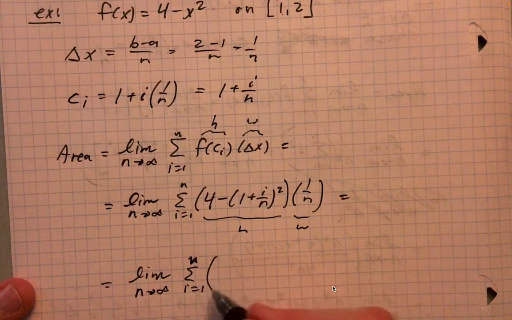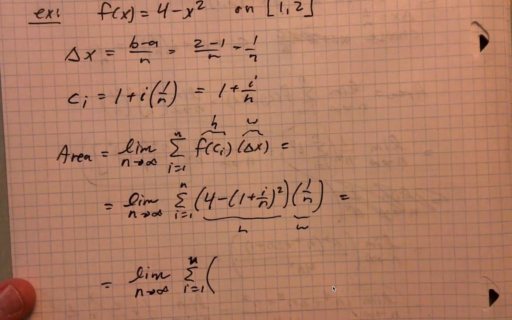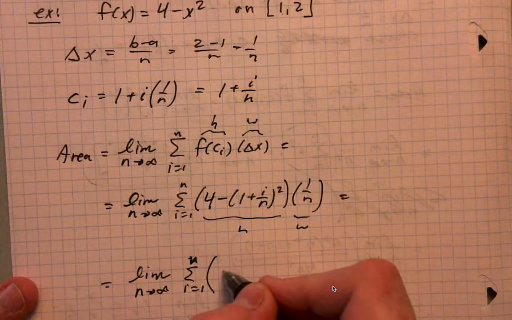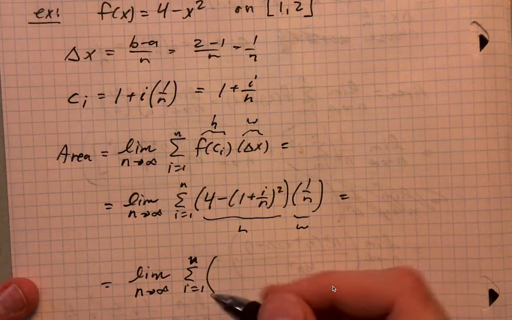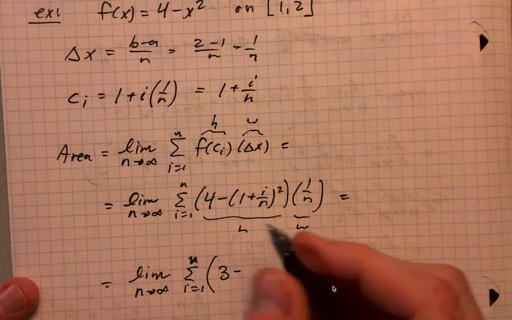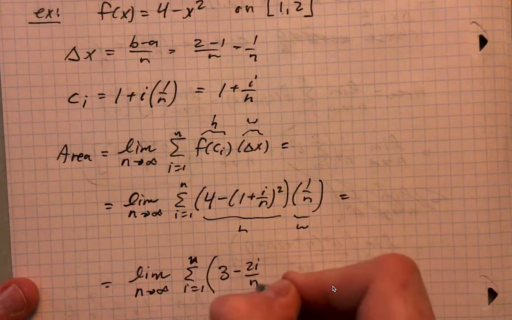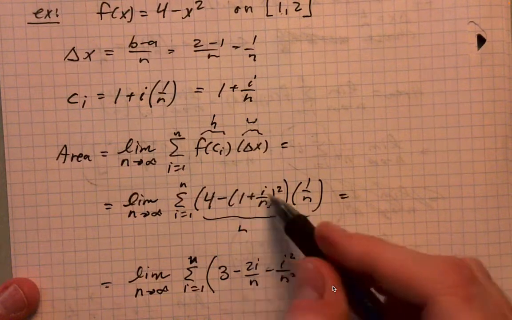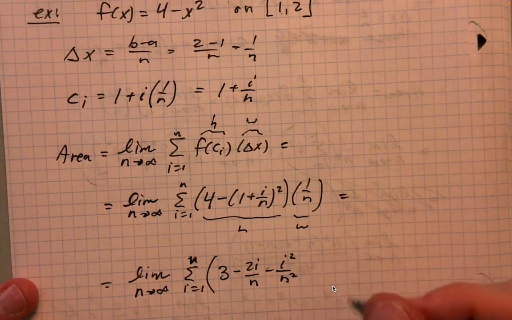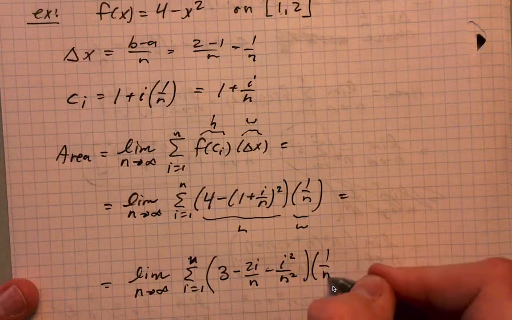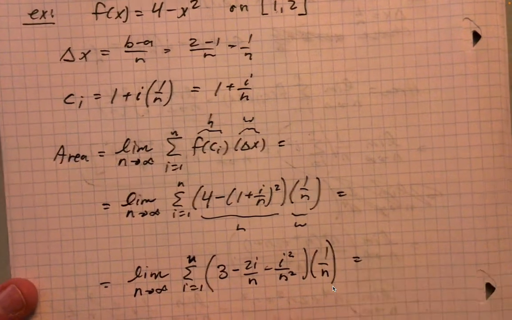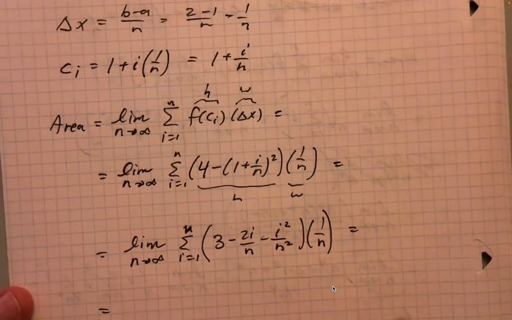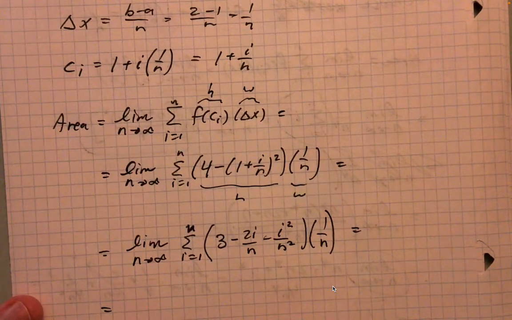That's an n up there. When we expand this, we would get 3 minus 2i over n minus i squared over n squared, right? So summing that, and all times 1 over n. Okay, and I'm kind of working quickly now, and you could obviously feel free to pause the video to make sure that this is all clear.